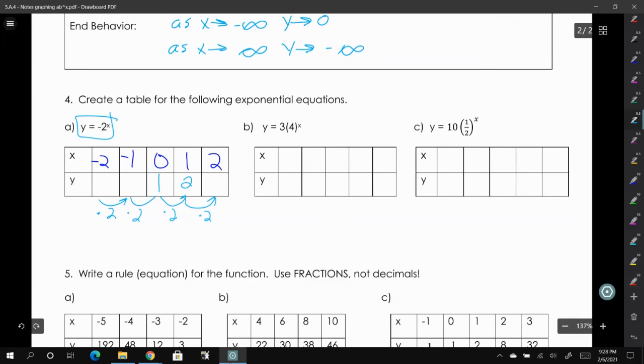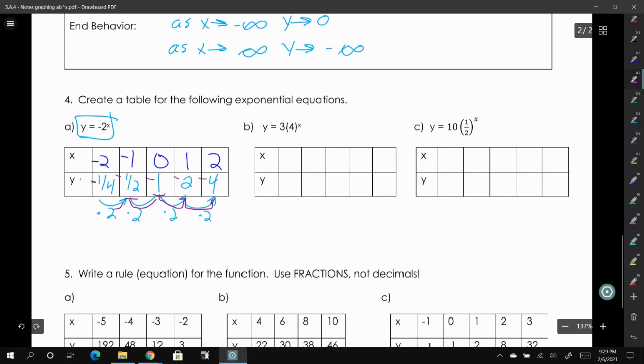So 1 times 2 is 2. 2 times 2 is 4. And then going backwards, 1/2 and 1/4. And just to double check, 1/4 times 2 is 1/2. 1/2 times 2 is 1. 1 times 2 is 2. And 2 times 2 is 4. Now, this negative sign is not in parentheses. So that means all of my y values need to be negative because it's not in parentheses. It's like having an invisible 1 or an invisible negative 1 as your a value.